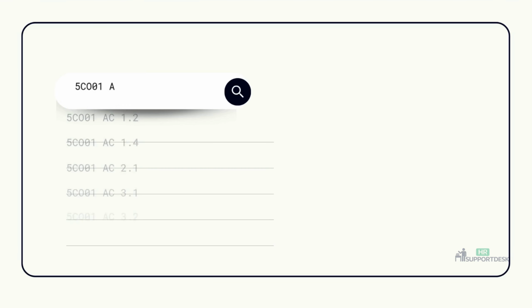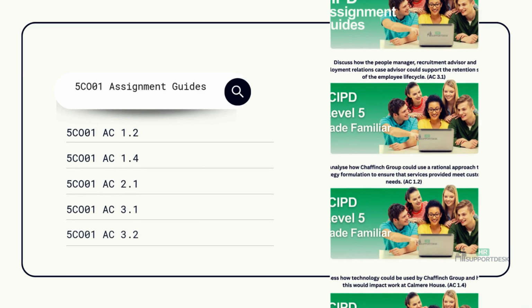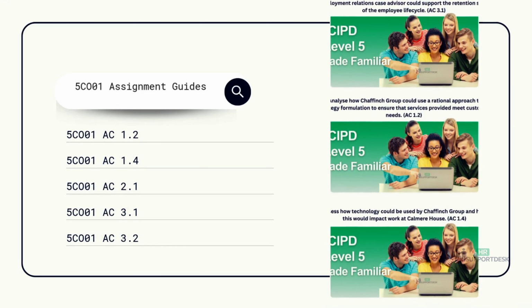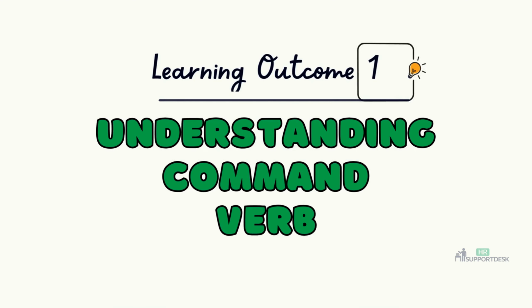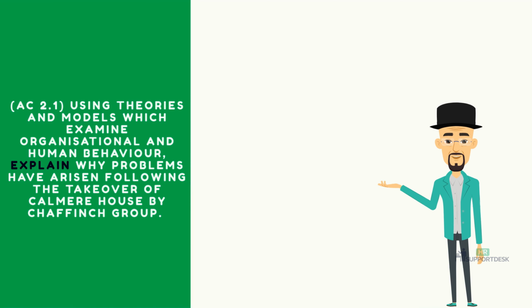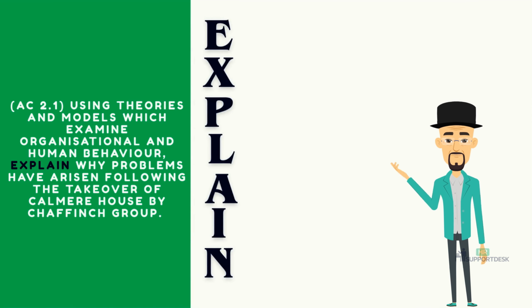If you've been keeping up with our video series, then you already know the key to successfully tackling any CIPD question is to pay close attention to the command verb. It is easy to get lost when answering these questions, but using the command verb as a compass gets you right back on track. The command verb in AC2.1 asks the learner to explain.